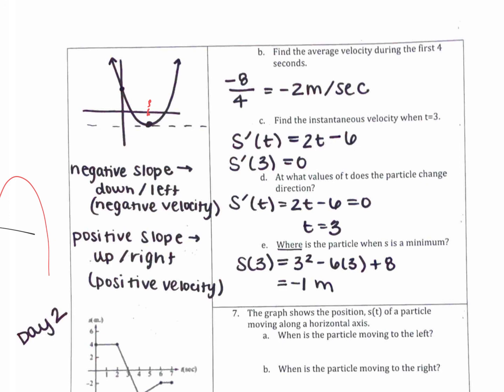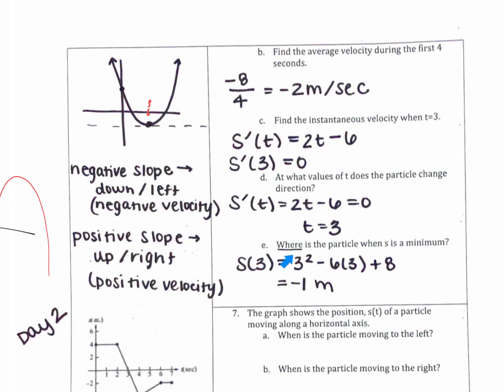At what values of t does the particle change direction? Well, if it's switched from positive to negative or negative to positive slope, that means it has to go through 0. So anytime we have a tangential slope of 0, that's when our function is changing from going downhill to uphill, going negative slope to positive slope or vice versa. So anytime we have a slope of 0, that is a change point from positive to negative slopes, or a change in direction.